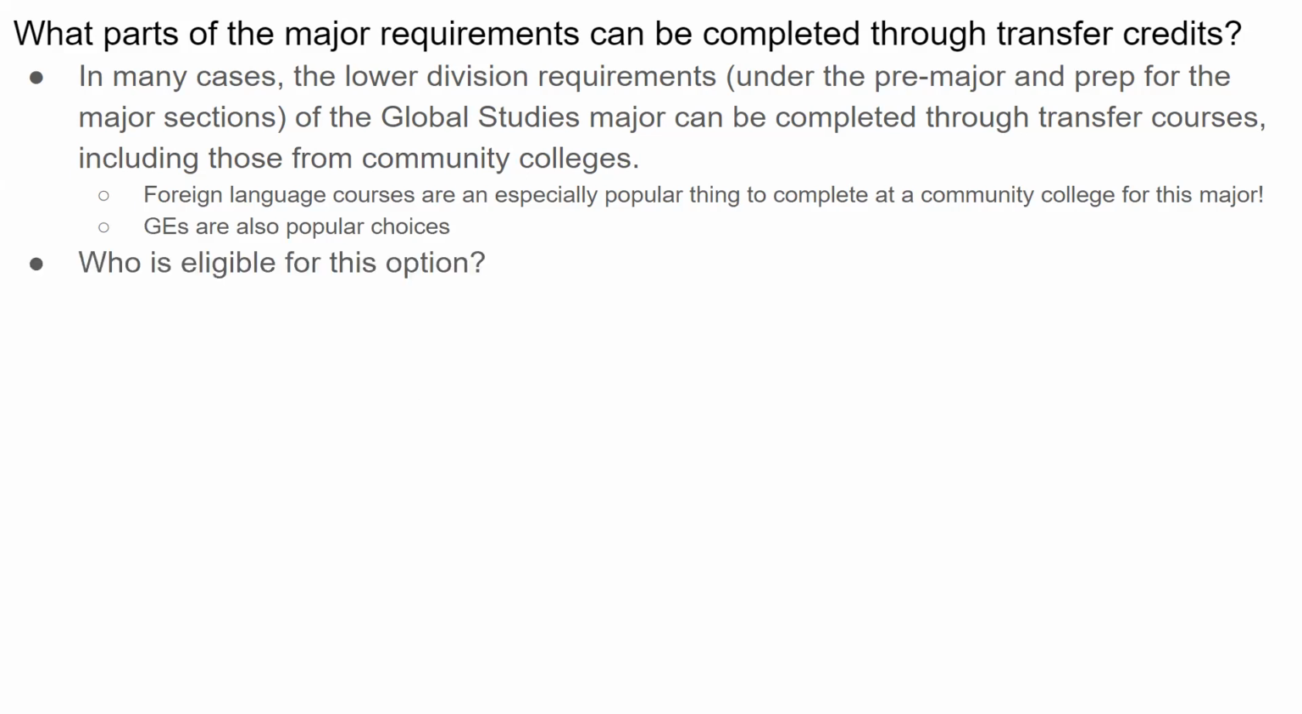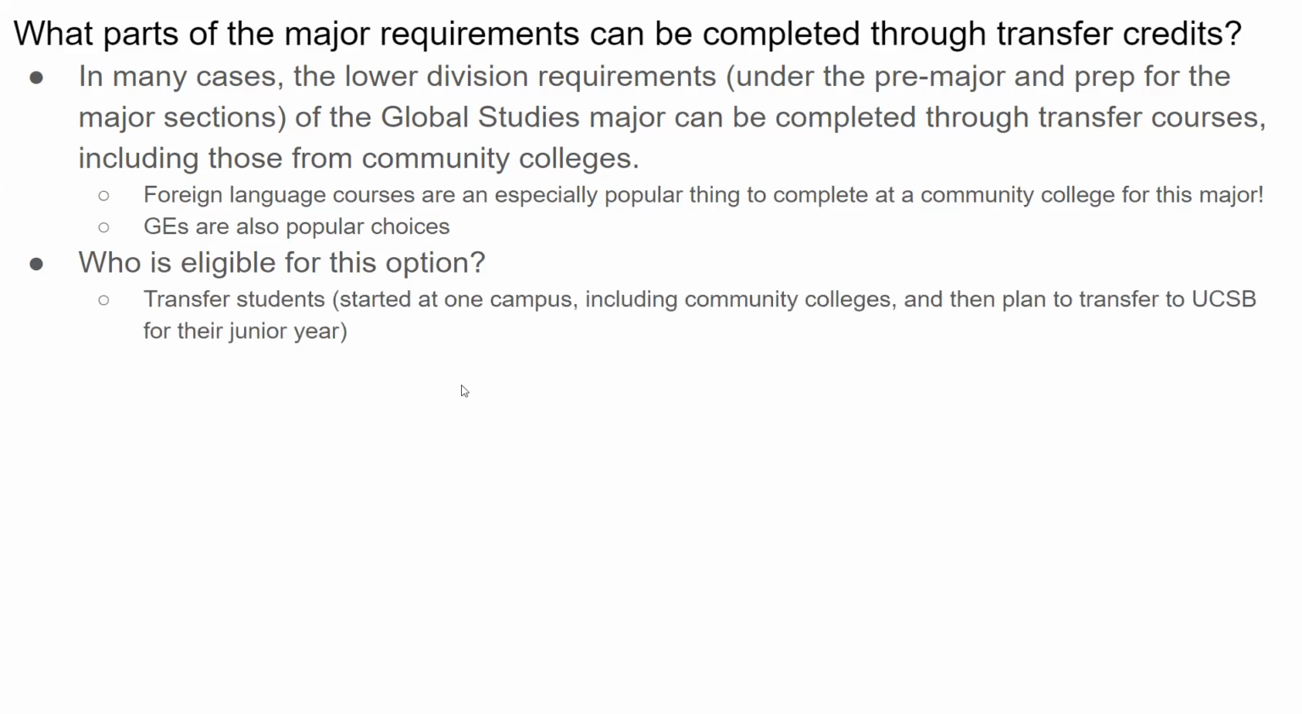And then who is eligible for this option? We would say the biggest student population that would be thinking about this would be our traditional transfer students. They started at one campus, most often a community college, but not always, and then they plan to transfer to UCSB for their junior year.